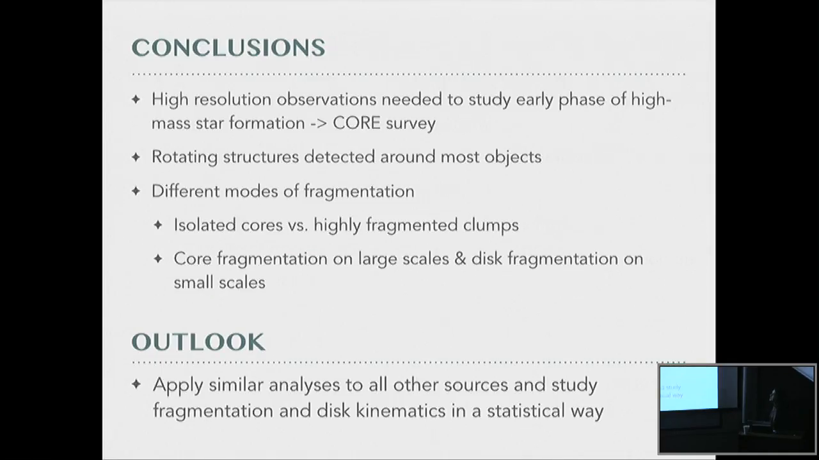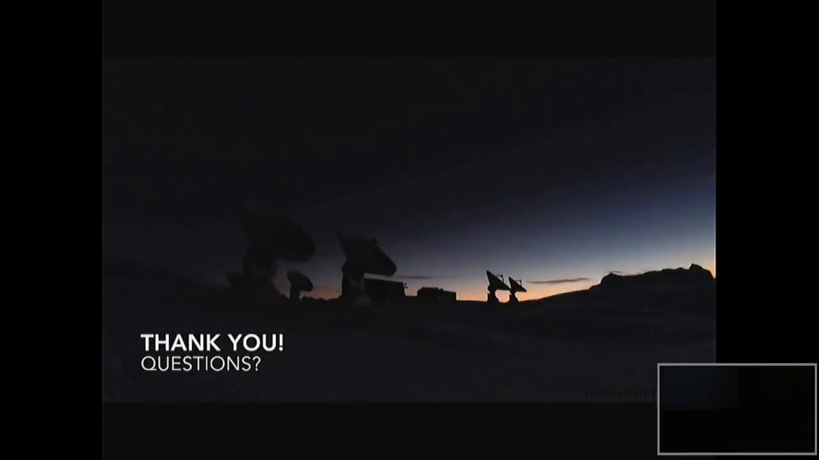So let me just conclude. I hope that I've shown you that high-resolution studies are needed in order to understand this early phase of high-mass star formation. We detect rotating structures around most of our objects and find different modes of fragmentation, where we see isolated cores versus highly fragmented cores. And then in the case of W3H2O, we have a core that fragments on larger scales, and on smaller scales, it fragments through disk fragmentation. An outlook for my project is to apply a similar analysis in the future to the rest of the sample. So with that, I would like to thank you and take your questions.